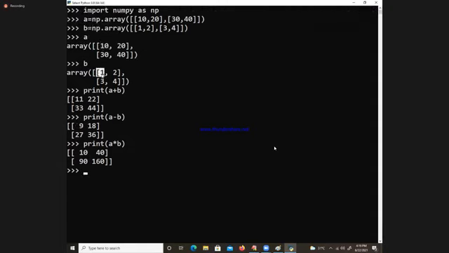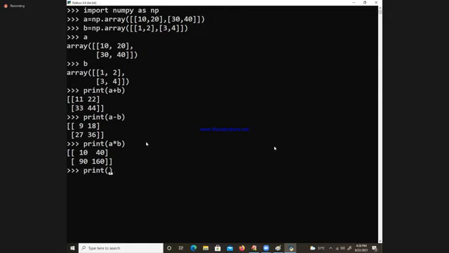For multiplication, it is 10 into 1, 20 into 2, 30 into 3. This is called normal, element-wise multiplication. A and B elements are multiplied like this. But according to mathematical matrix multiplication, it is not like that. It is not like multiplying each element of A with the corresponding element of B. Okay. So next, let me continue.